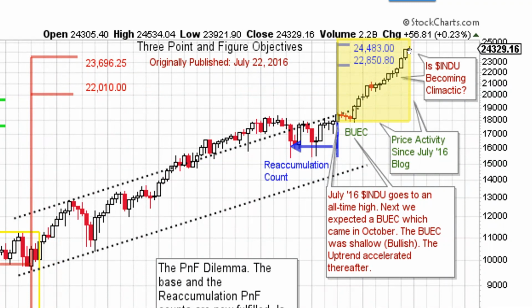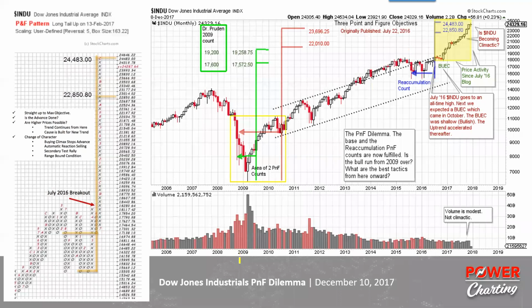Well, this is into the end of 2017. This whole area, this entire period of 2017, really had tremendous climactic qualities to it. And so it just went and went and went upward and then accelerated towards the end. Now this is into December. As a matter of fact, go back and look at this blog, December 10th, 2017, where we're saying the Dow Industrials is becoming climactic.